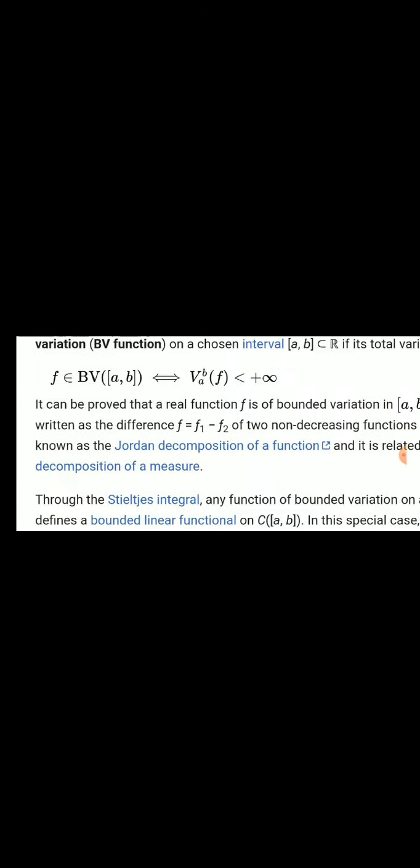This definition is quite easy, and you can understand the whole analysis. Here is another way it can be proved: a real function f is of bounded variation in [a, b] if and only if it can be written as the difference of two non-decreasing functions. Our next step is to describe some properties.